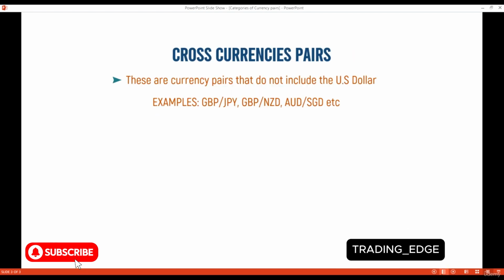So these are them, and that's it for this lecture, just to introduce you to the categories of currency pairs. To recap, we have the major currency pairs, then we have the cross pairs. The major currency pairs are currency pairs with the US dollar in them, just like GBP USD or Euro USD. Then we have the cross pairs, which are pairs without the US dollar in them, like the ones you can see on your screen right now.